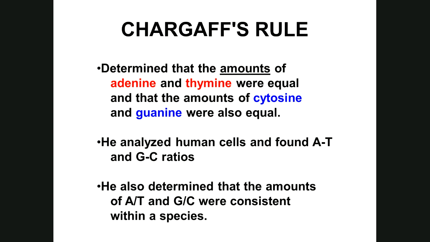He analyzed the human cells and found the AT and the GC ratios for humans. And they found out that those were different for cats, different for horses, different for certain fish. So different species have different AT and GC ratios. He also determined that the amounts of AT and GC were consistent within a species. So humans have the approximate AT-GC ratios just for humans. Other organisms have different AT-GC ratios. Those are the bases that make up their DNA.